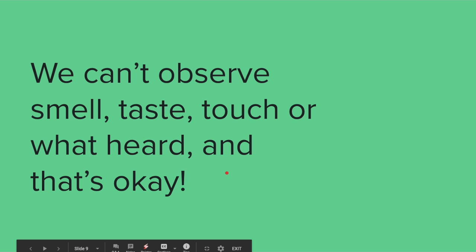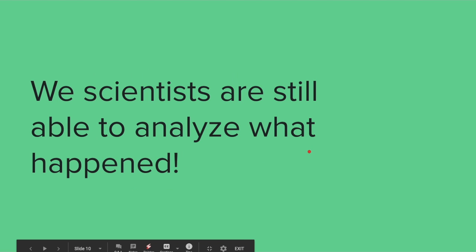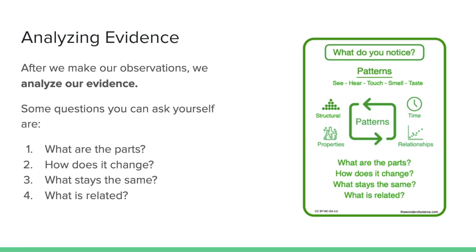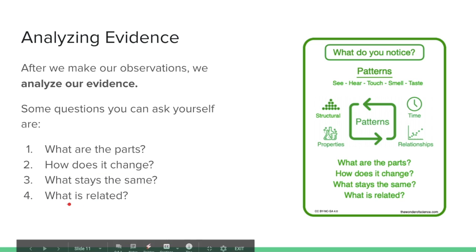So again, like I said, it's okay that we couldn't observe all of them, but we scientists are still able to analyze what happened. So now we're going to take what we saw and we're going to analyze it. After we make our observations, we analyze our evidence. Some questions you can ask yourself are, what do you notice? What are the parts? How does it change? What stays the same? And what is related?